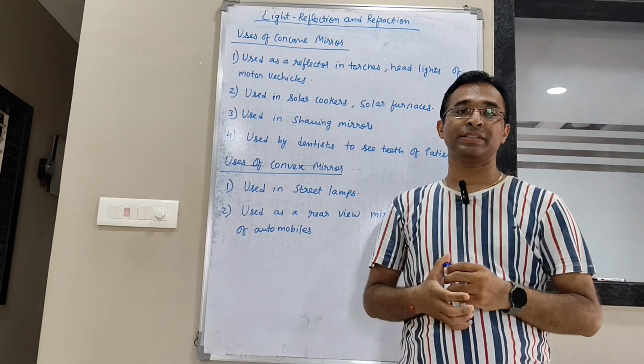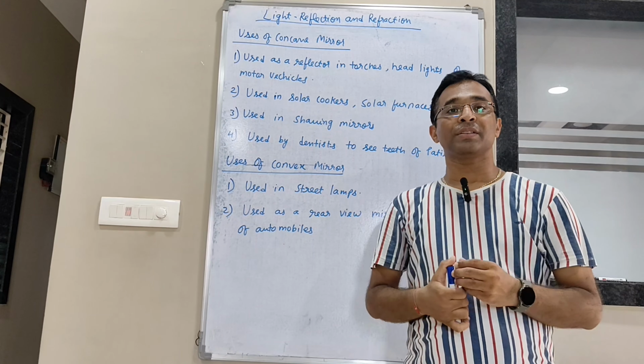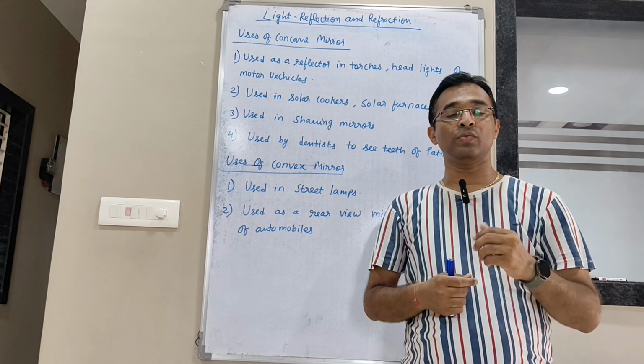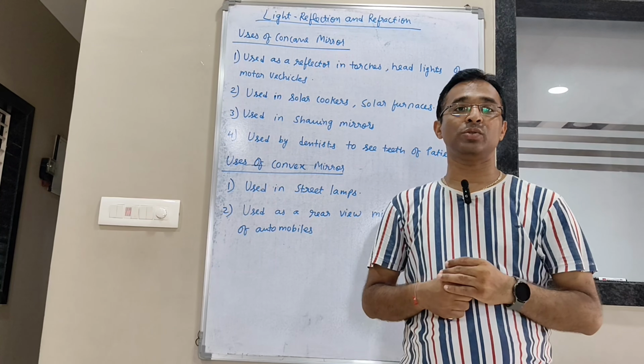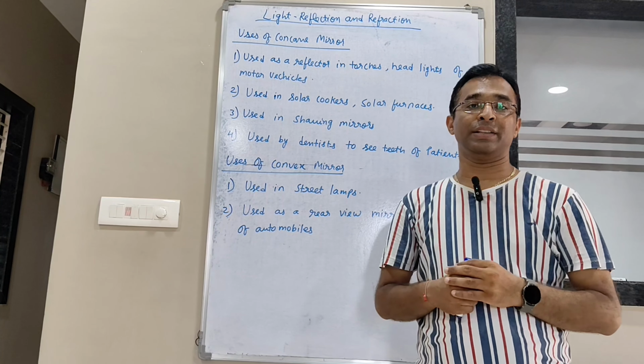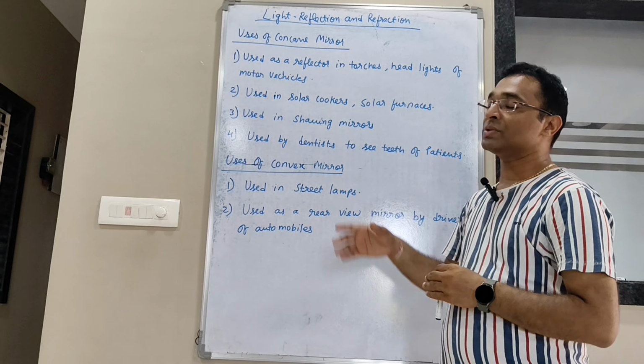Second, used in solar cookers and solar furnaces. Again, the sunlight needs to be concentrated and the temperature of the filament needs to be heated, so that when water flows into that filament, the water gets heated. Third, used in shaving mirrors. Shaving mirrors, as you know, need a wide and magnified view. Fourth, used by dentists to see the teeth of patients. Teeth are very small, and to view the teeth and their roots properly, we need to magnify them. So we use concave mirrors.